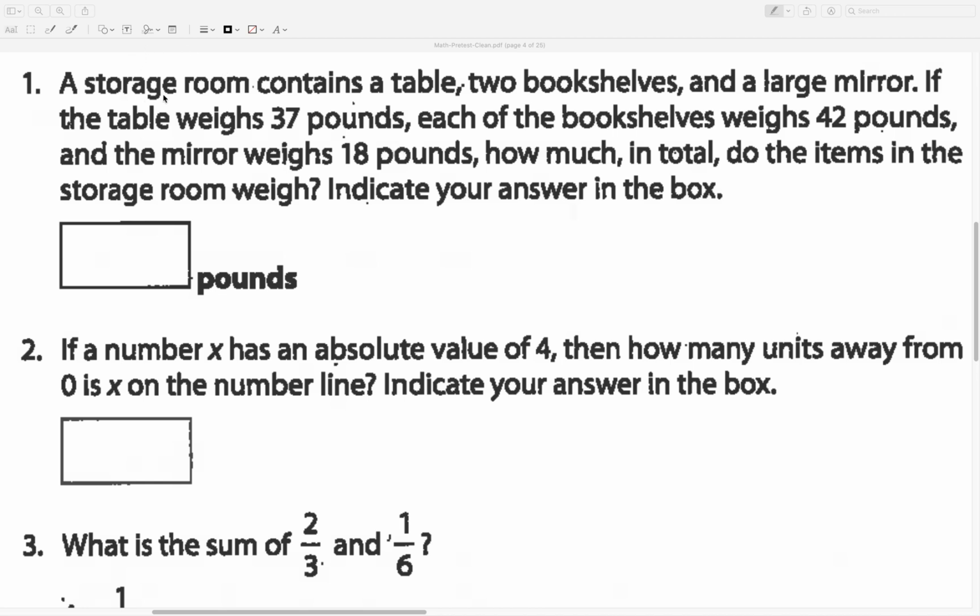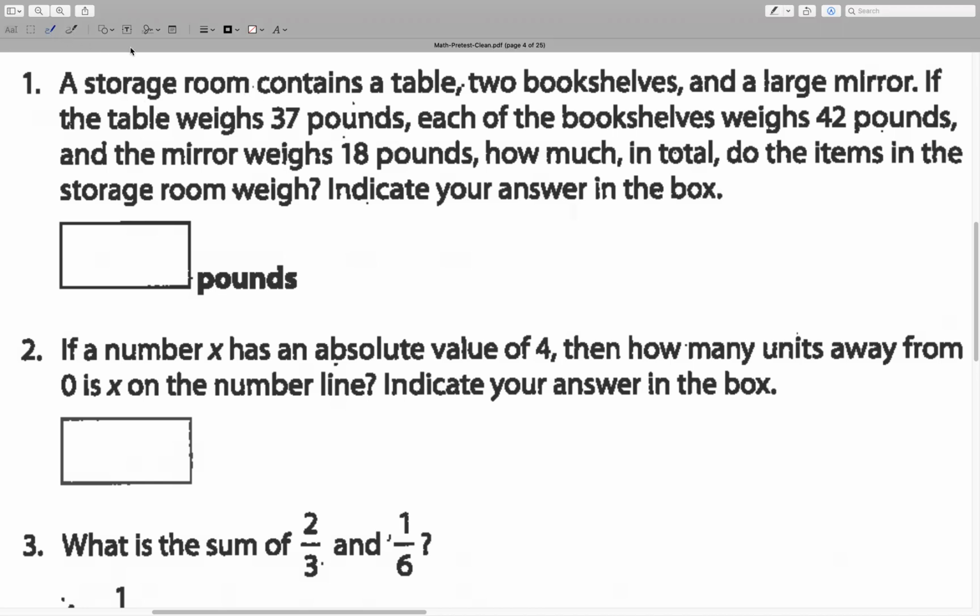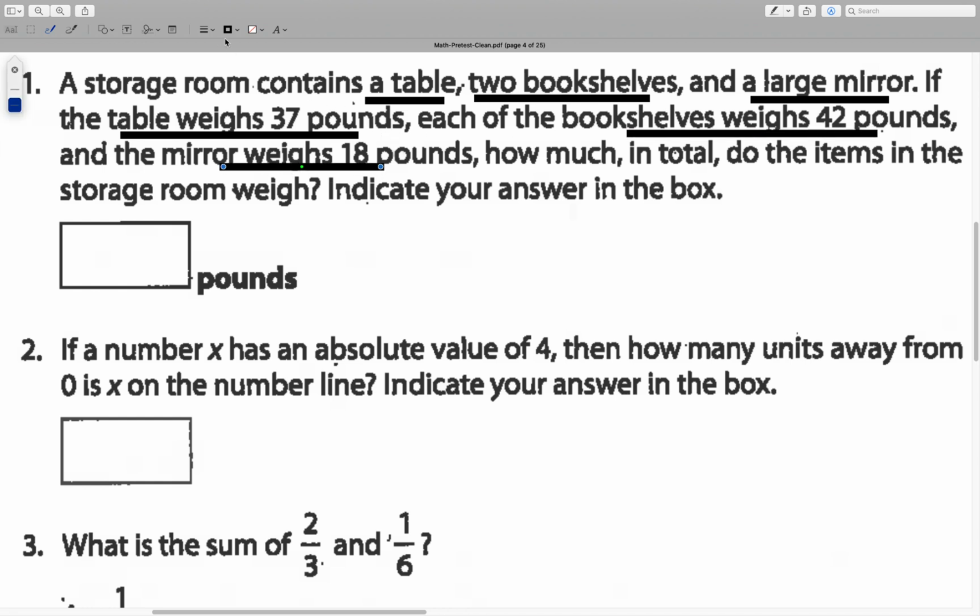All right, let's take a look at this. A storage room contains a table, two bookshelves, and a large mirror. We have a table that weighs 37 pounds. Each of the bookshelves weighs 42 pounds, and the mirror weighs 18 pounds. Okay? All right, let me make my marks a bit smaller.